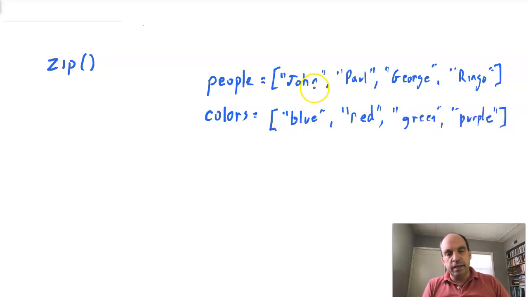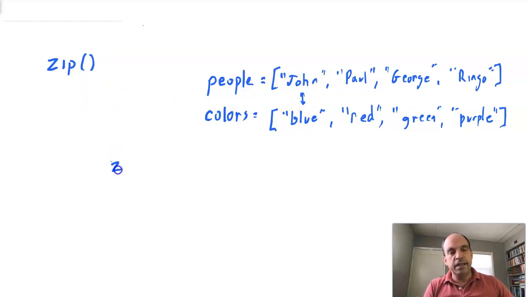Since each person in the people list is associated with each color in the colors list, we can imagine that we might want to combine them together somehow. We could deal with these two lists separately, but we might also like to create maybe a third list, and that list maybe has tuples of the person name and their favorite color. Zip can do that for us.